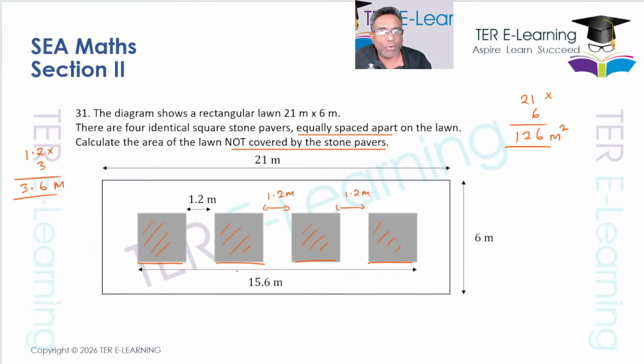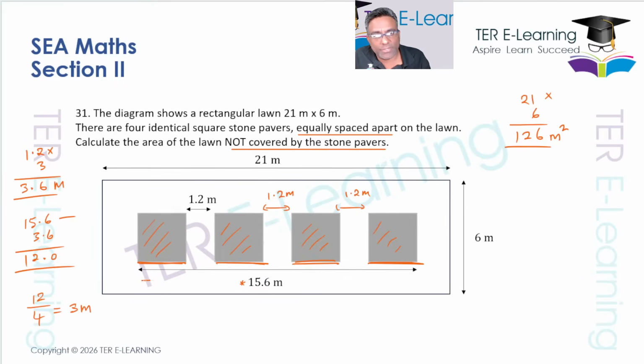Now what I'm going to do, I'm going to remove those spaces from this 15.6. So 15.6 meters minus the 3.6. We're going to get 0. 5 take away 3 is 2. So we're going to get 12, right? So that 12 represents this side plus this side plus this side plus this side. Those are 4 lengths here. So that means the length of one side of a square will be 12 divided by 4, and you're going to get 3 meters. Okay?